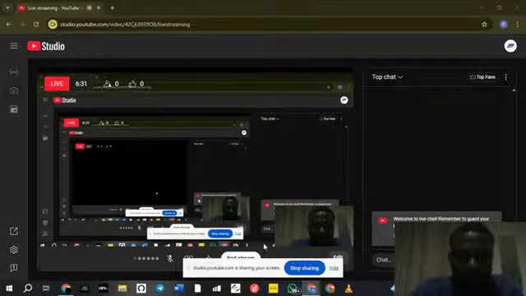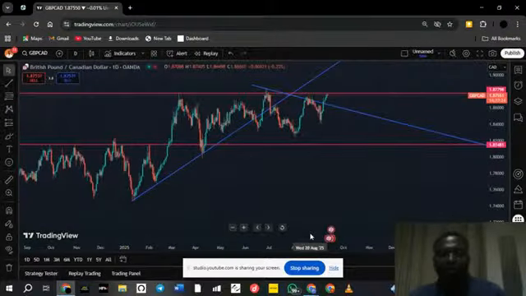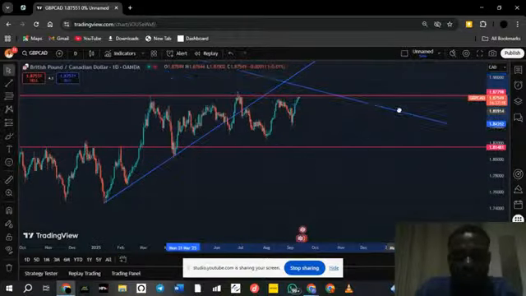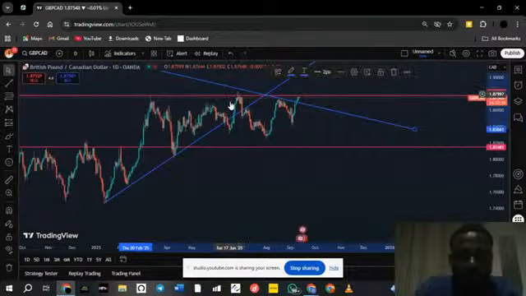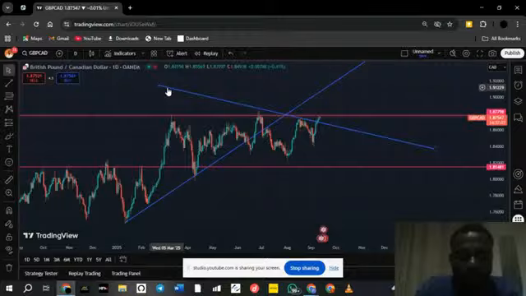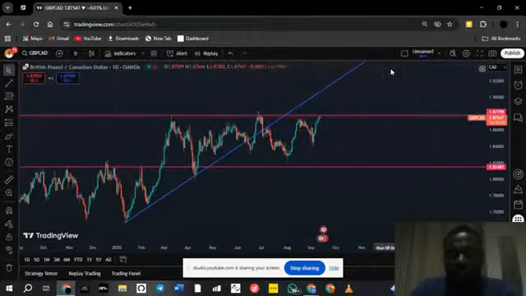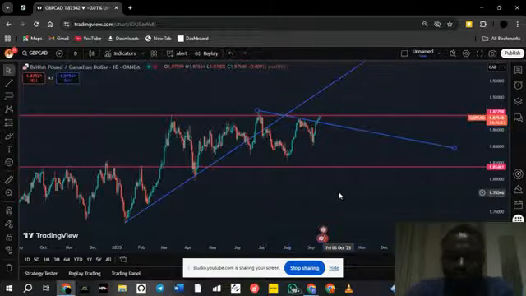Okay, so back. Sorry for the break in transmission. So looking at GBP USD, what we are looking at is, we already have a break of the uptrend. Then we can see, let me create another one. We can see a break of the uptrend towards this direction.